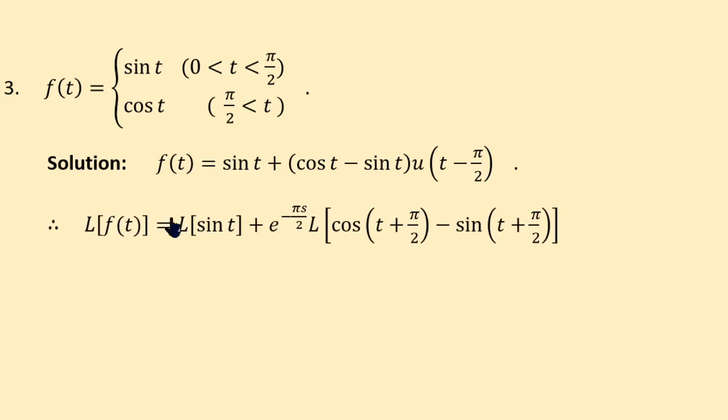So its Laplace transform is the Laplace transform of sin t plus e power minus as, a is pi by 2, so e power minus pi by 2 s, into the Laplace transform of f of t plus a. So t is replaced by t plus pi by 2. This is f of t plus pi by 2. f of t is here cos t minus sin t, so f of t plus pi by 2 is cos of (t plus pi by 2) minus sin of (t plus pi by 2).